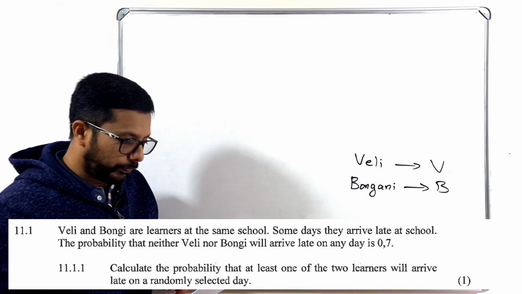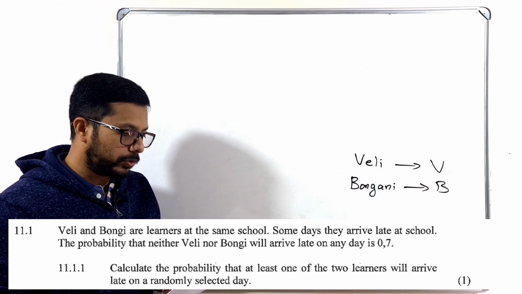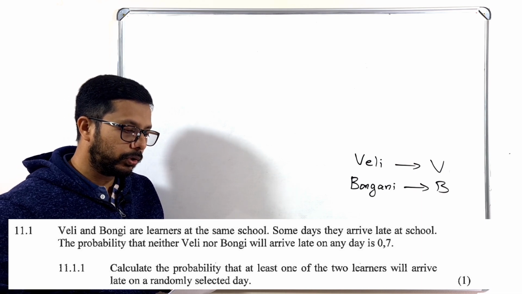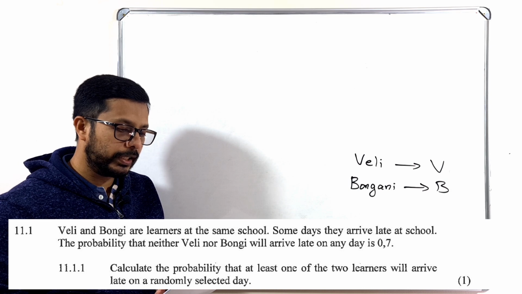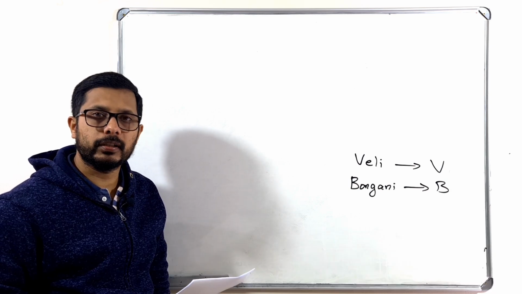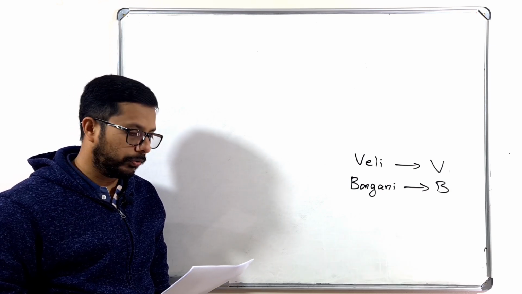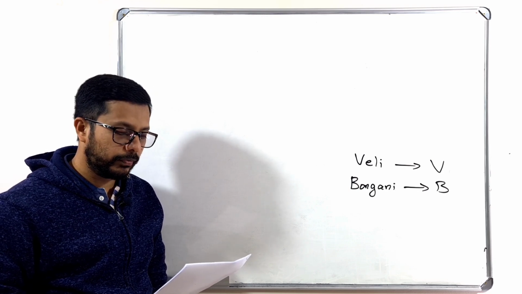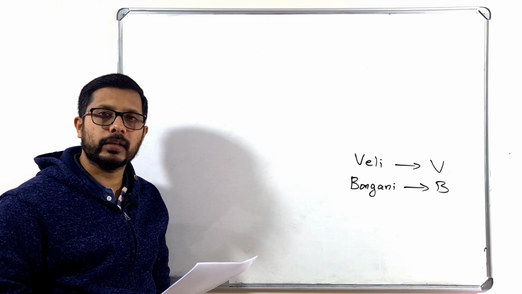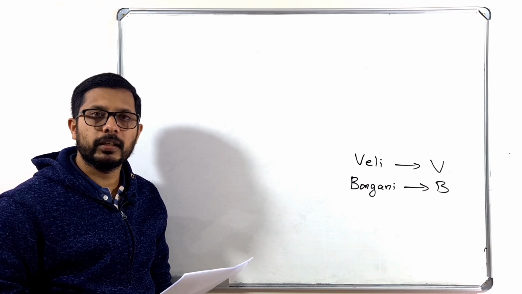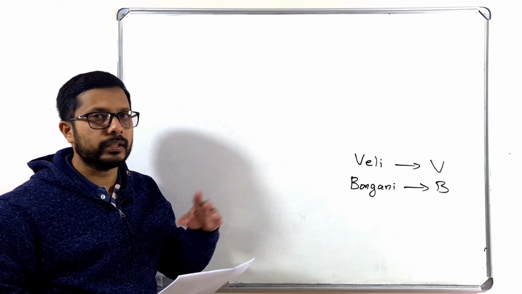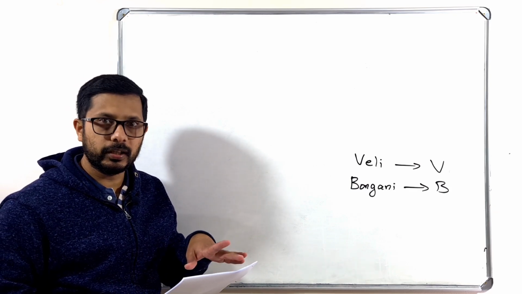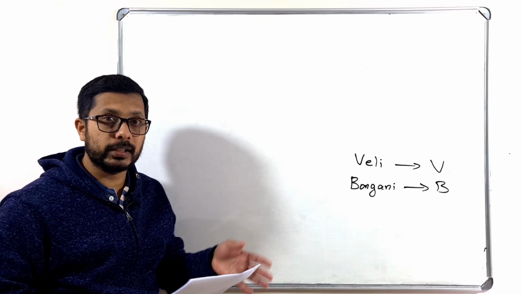Now some days they arrive late at school. The probability that neither Veli nor Bongani will arrive late on any day is 0.7. What is the meaning of that? Neither nor means not Veli, not Bongani will arrive late. So both are on the correct time.